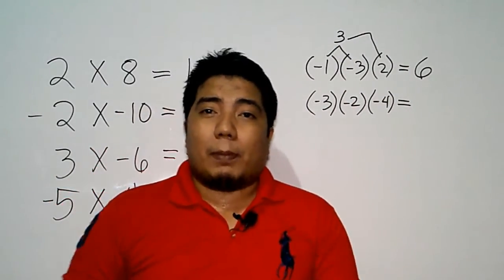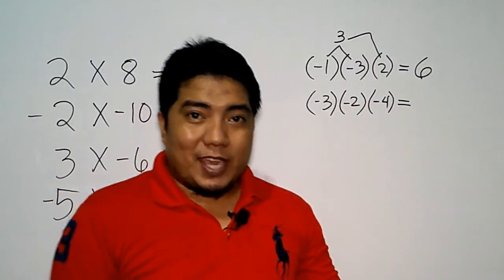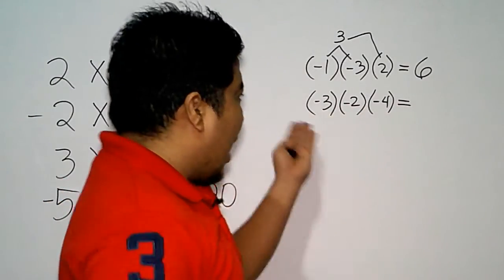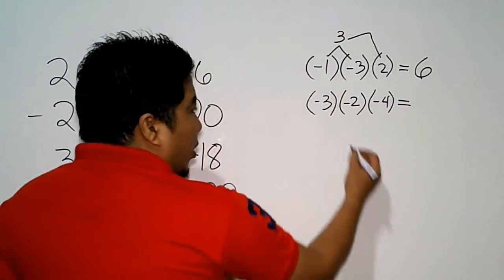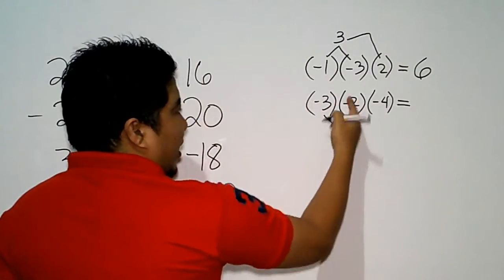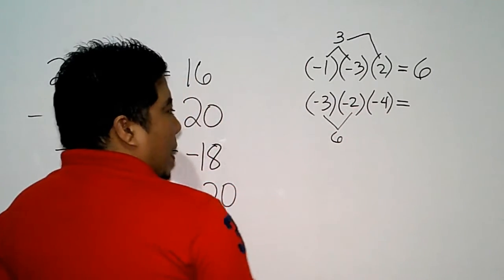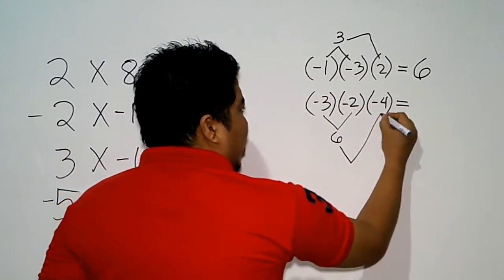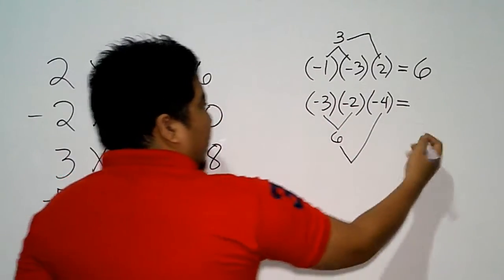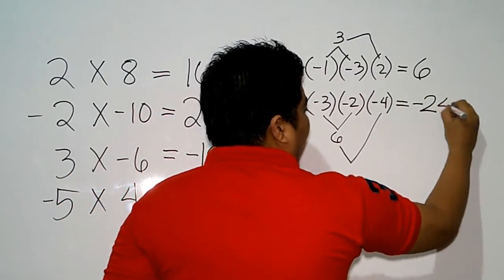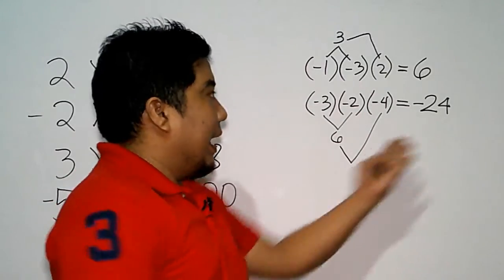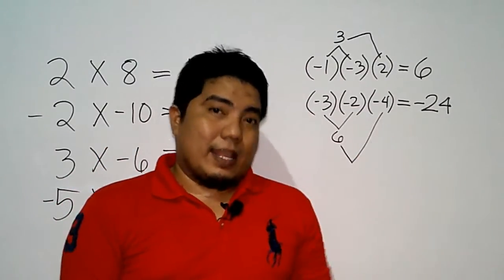So, you will multiply 2 at a time. Okay? 2 at a time. Now, how about this one? If we consider this one, the answer here is positive 6, right? But if we multiply positive 6 to negative 4, the answer for that is negative 24. So, therefore, the final answer here is negative.